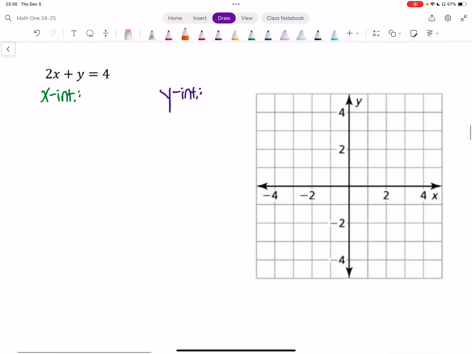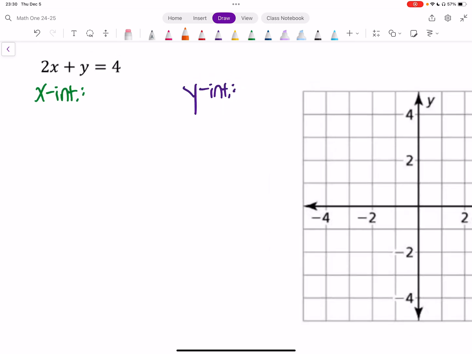Let's graph the next equation written in standard form. It states that 2x add y is equal to 4. In order to find the x-intercept, I need to make the y term go away by putting in a 0 for y. And what remains is 2x is equal to 4.